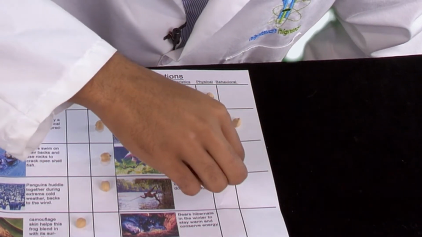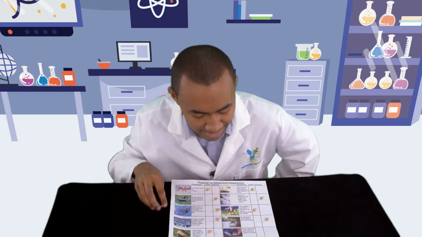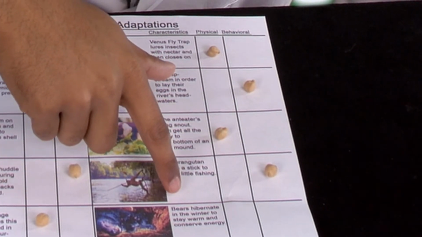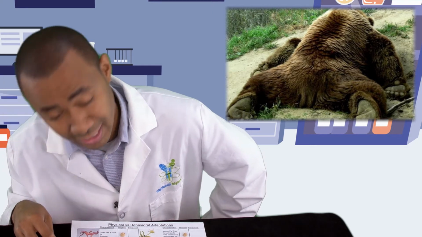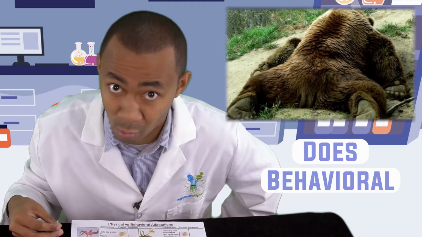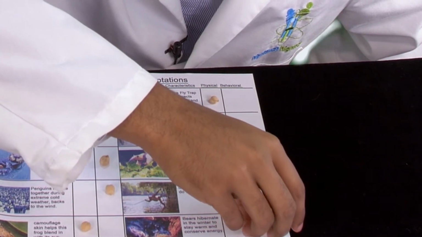And so that would not be a physical adaptation, that would be a behavioral adaptation. And lastly, we got a picture of a bear, and it writes that bears hibernate in the winter to stay warm and conserve energy. Now, they're not born sleeping like that. It's something that they do to help themselves to survive in these harsh winter climates. So that is a type of behavior, a behavioral adaptation.